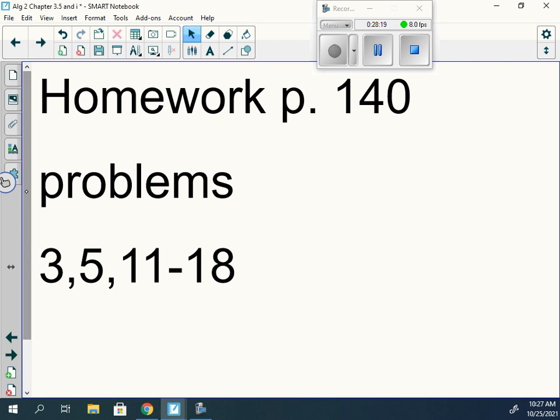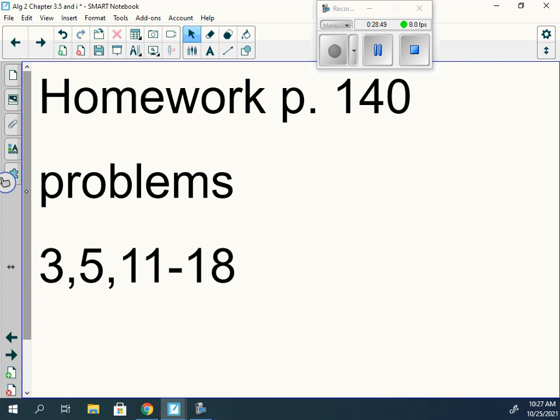Your assignment is on page 140, 3, 5, 11 through 18. 3 and 5 are asking you to use the square root method to solve the quadratic. Now on both of these here, I will tell you the quadratic side of the problem is already a perfect square trinomial. It is already set up as a perfect square trinomial. So we don't have to do anything to it.